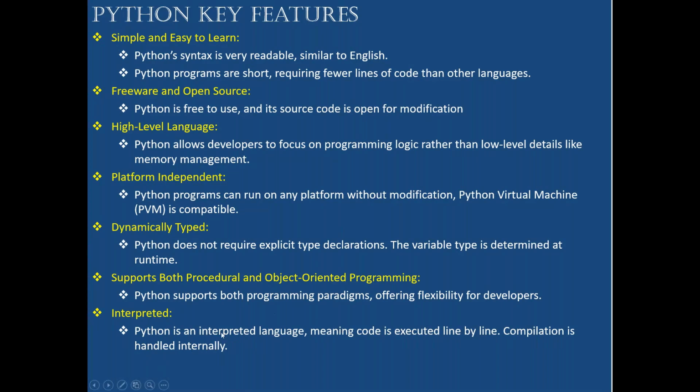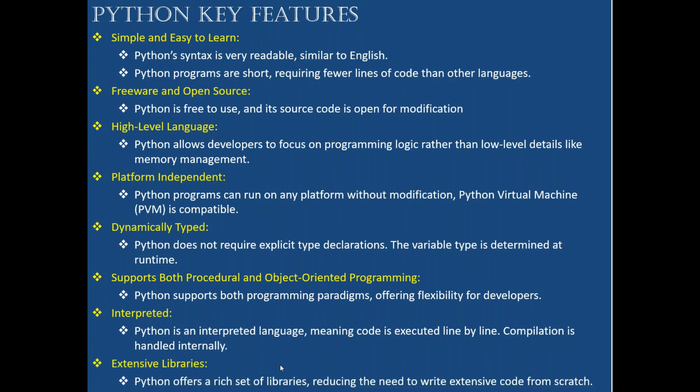Next, interpreted. Python is an interpreted language, meaning code is executed line by line. Compilation is handled internally, as I mentioned. So it is going to execute line by line, and compilation is going to happen automatically. You don't need to execute it separately.